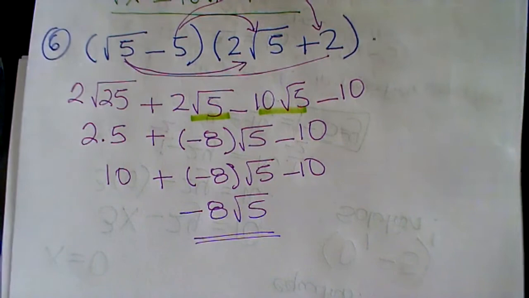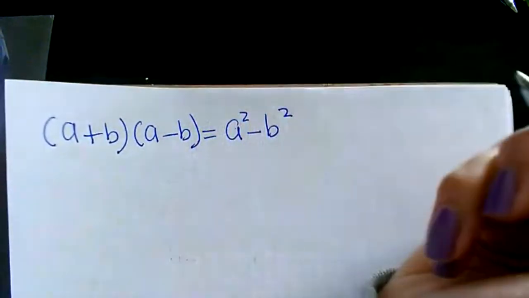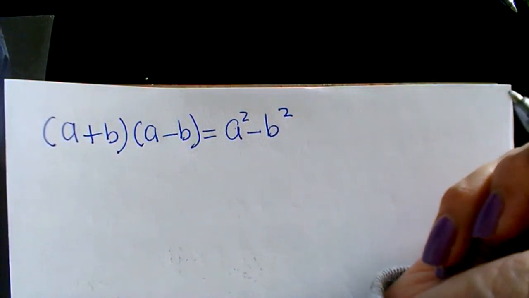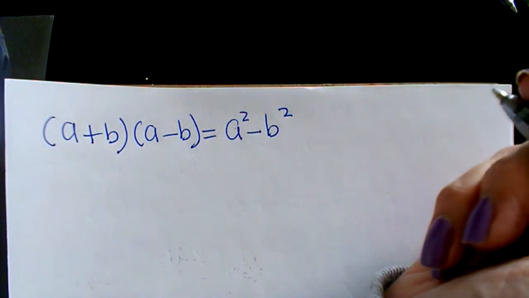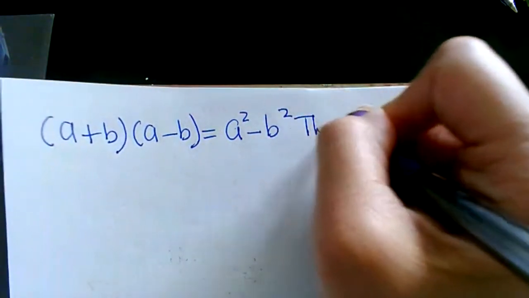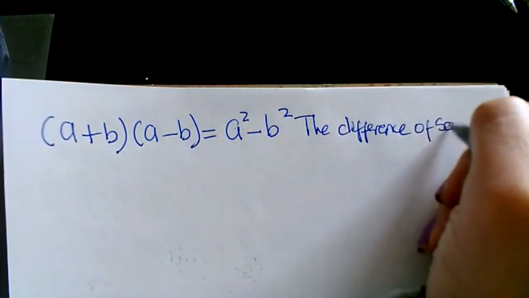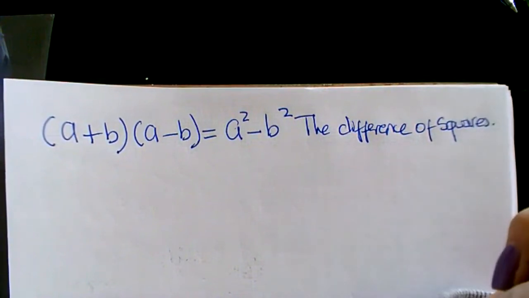Now, recall when we did a plus b and a minus b, right? And that's equal to a squared minus b squared. You guys remember this rule, right? And what is the name of this rule? It's called the difference of squares, all right?